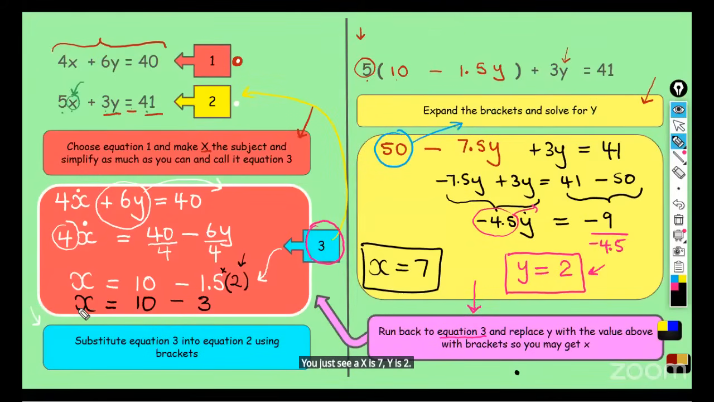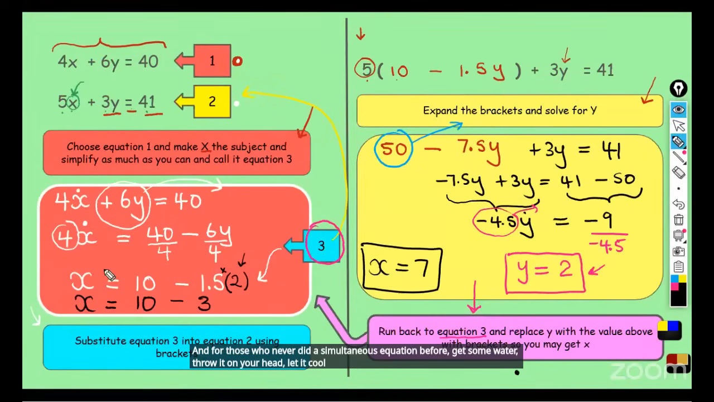And for those who never did a simultaneous equation before, get some water, throw it on your head, let it cool down, let the steam come off, and we will try another one in a little while.